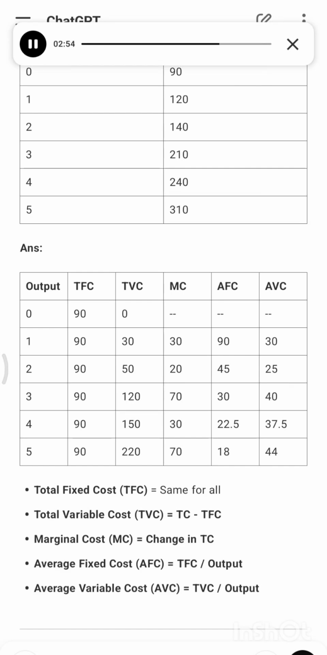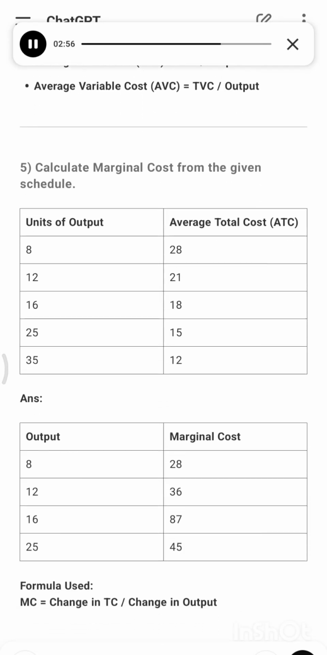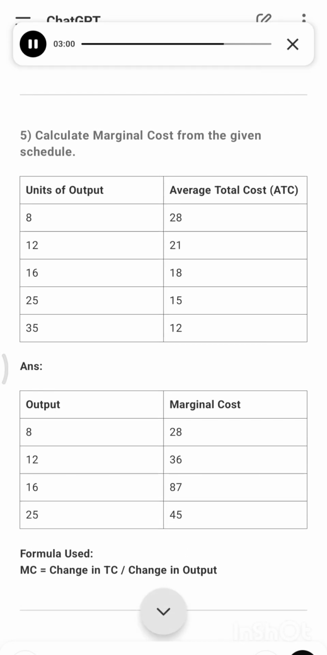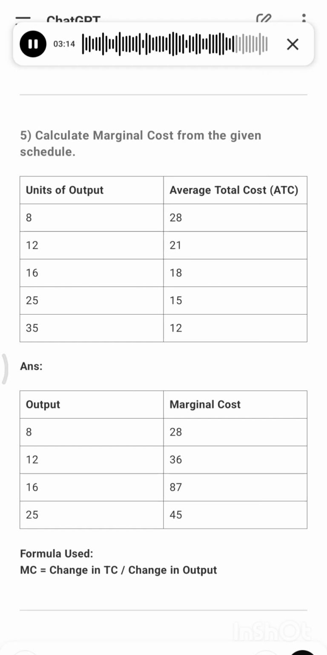5. Calculate marginal cost from the given schedule. Units of output and average total cost, ATC: 8, 28; 12, 21; 16, 18; 25, 15; 30, 12. Output and marginal cost: 8, 28; 12, 36; 16, 87; 25, 45. Formula used: MC equals change in TC over change in output.